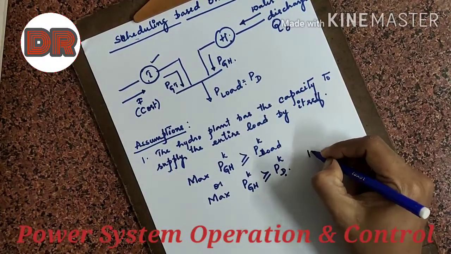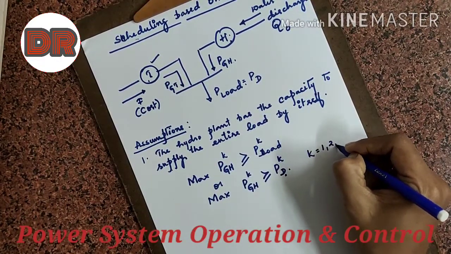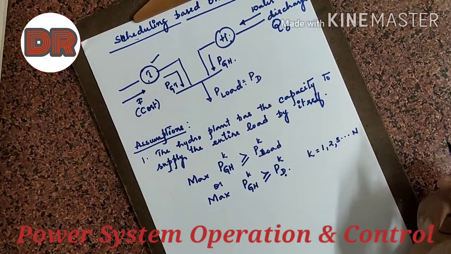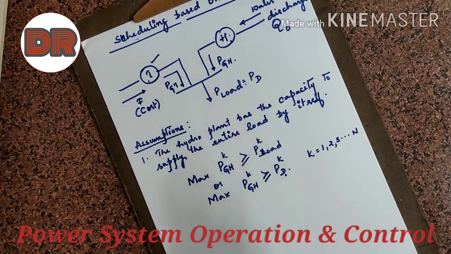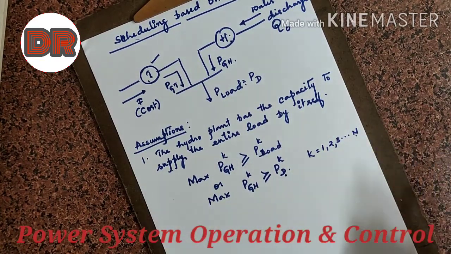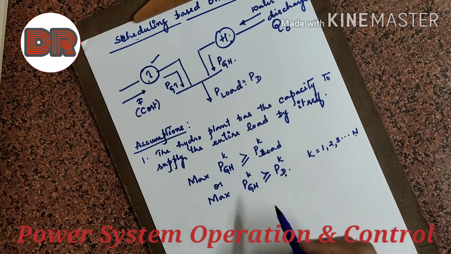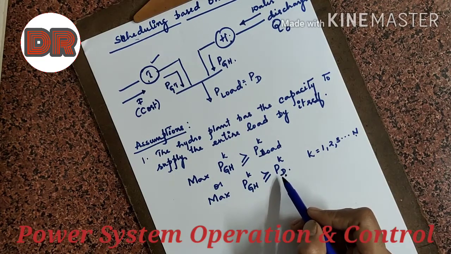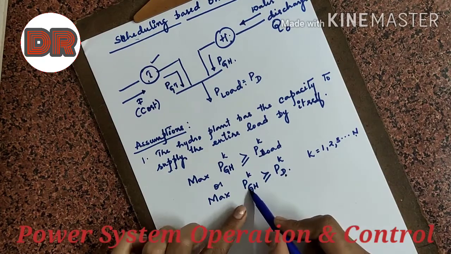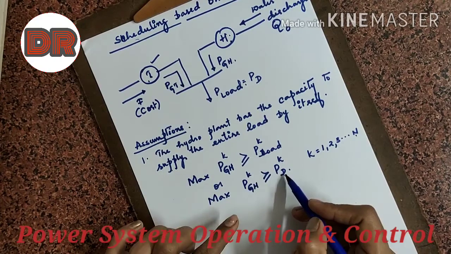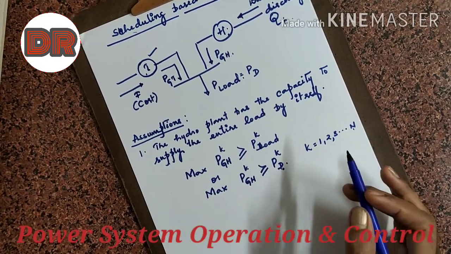Here K can be 1, 2, 3. I have told in the previous video, K is an integer value which denotes a particular interval. We have n number of intervals; the entire time period can be split into different intervals. In any particular interval, the maximum PGH will always be more than PD. That is an assumption. If it is more than this, the entire demand can be supplied by PGH alone.